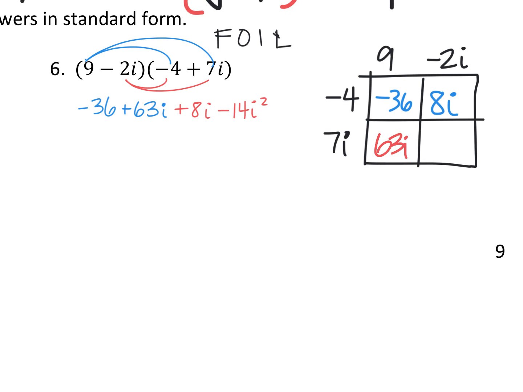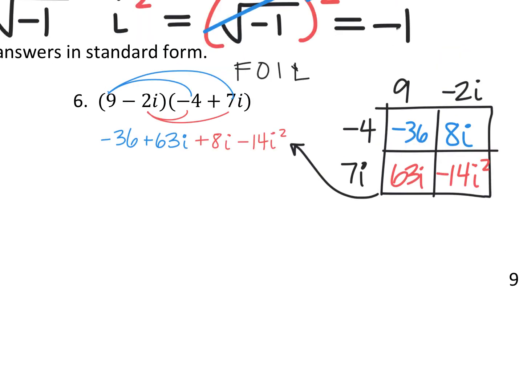And then 7i times negative 2i is negative 14i squared. Yeah, that's usually how I explain it. You do not have to do it this way. I do not care. And then you take it out of the boxes and put it into that expression, okay? You would get the same thing.